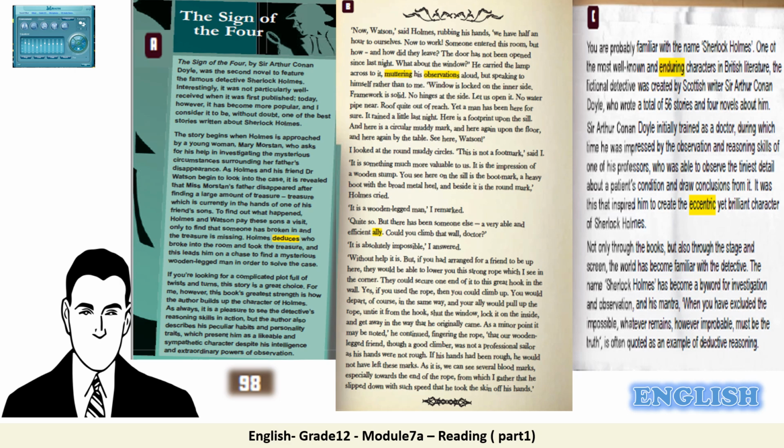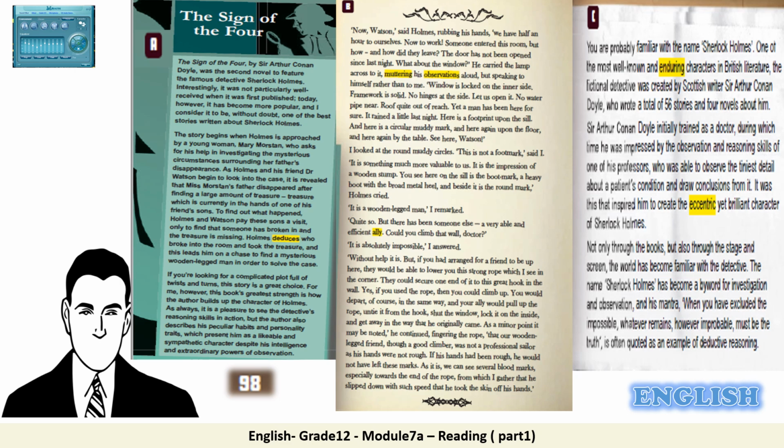As Holmes and his friend Dr. Watson begin to look into the case, it is revealed that Miss Morstan's father disappeared after finding a large amount of treasure which is currently in the hands of one of his friend's sons. To find out what happened, Holmes and Watson pay these sons a visit, only to find that someone has broken in and the treasure is missing. Holmes deduces who broke into the room and took the treasure, and this leads him on a chase to find a mysterious wooden-legged man in order to solve the case.